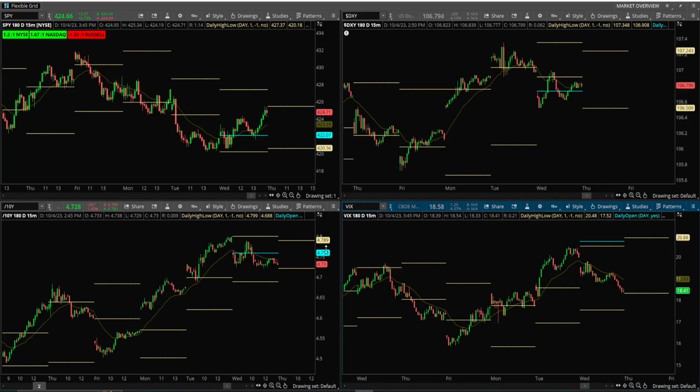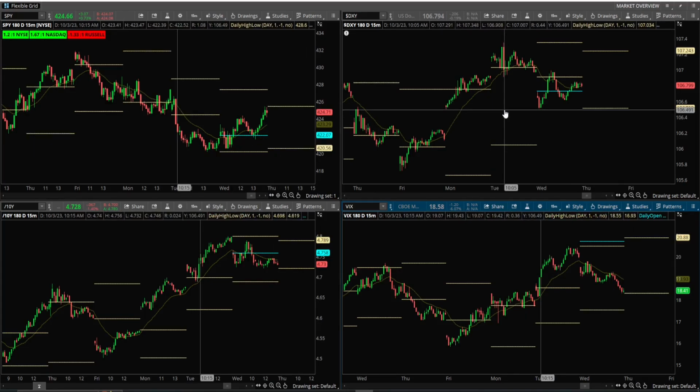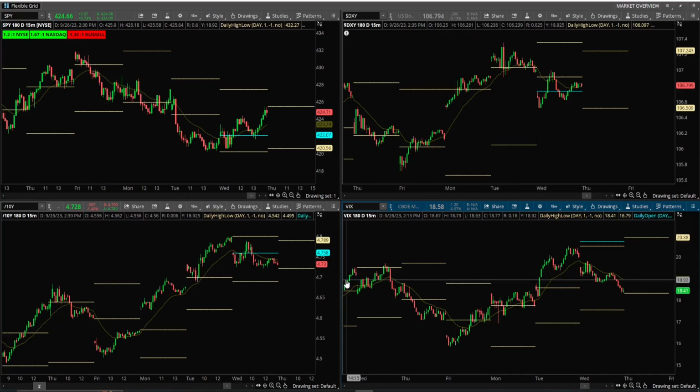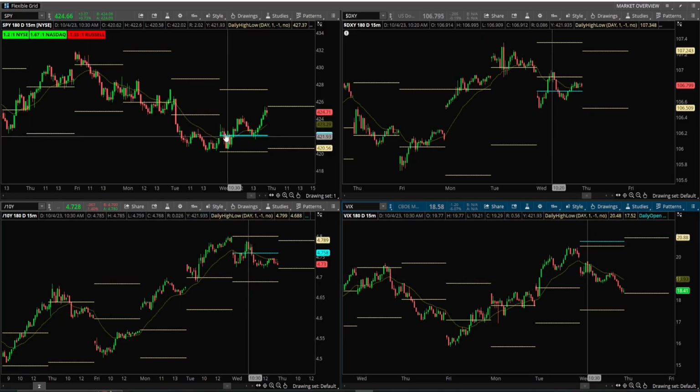So starting here on our market overview page, as you can see, we have the SPY, the US dollar index, we have the 10-year yield, and the VIX, the volatility index. So we can start here at the top with the SPY.